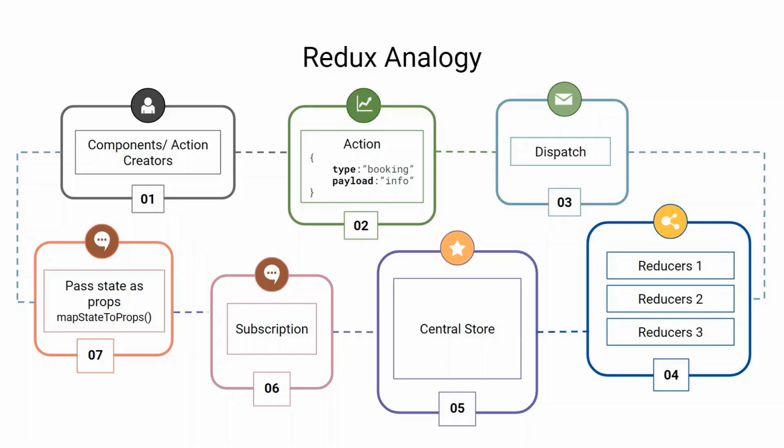So this is the complete cycle of Redux, which is very similar to our railway booking center. The components dispatch an action with the type and payload. It reaches a reducer. Then the reducer updates the central store with the new state, and this new state then triggers the subscription and passes updates as props with the mapStateToProps function to our components, and our components get the new state and render the UI with the new data.